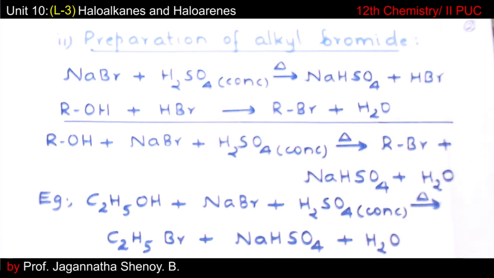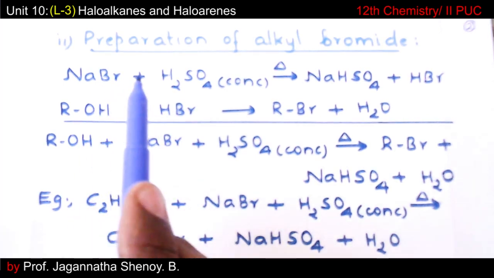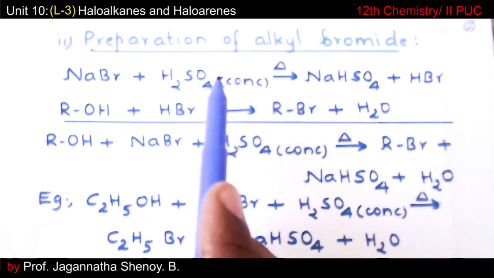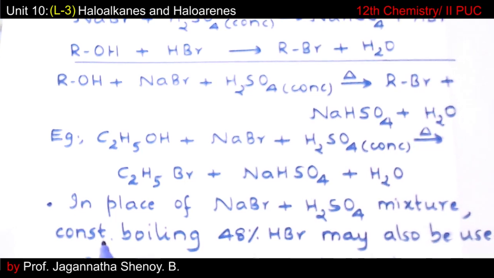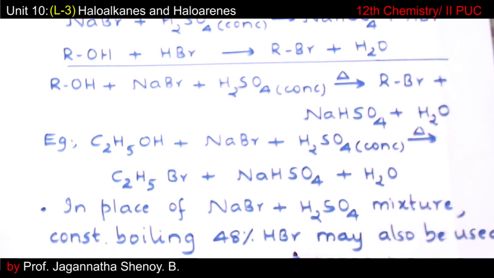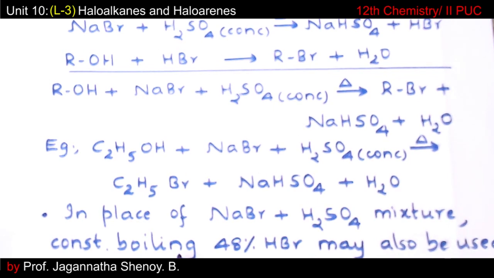In place of a mixture of sodium bromide and concentrated sulfuric acid, we can also make use of constant boiling 48% HBr. This constant boiling mixture is also called an azeotropic mixture, about which you are going to study under the solutions chapter.